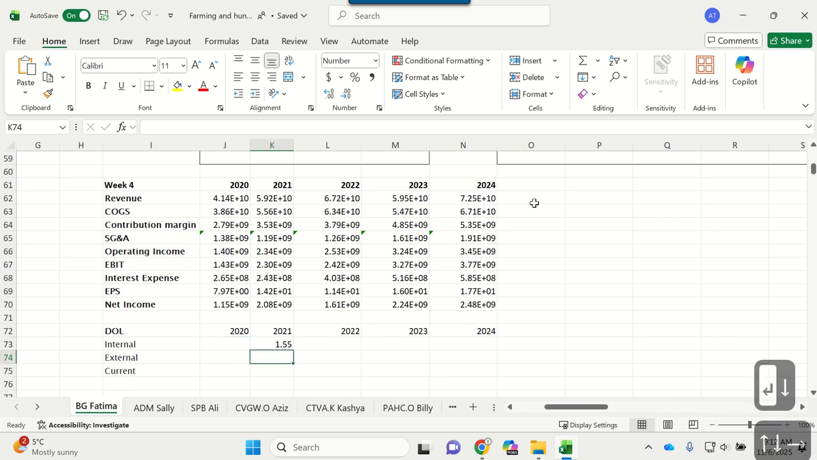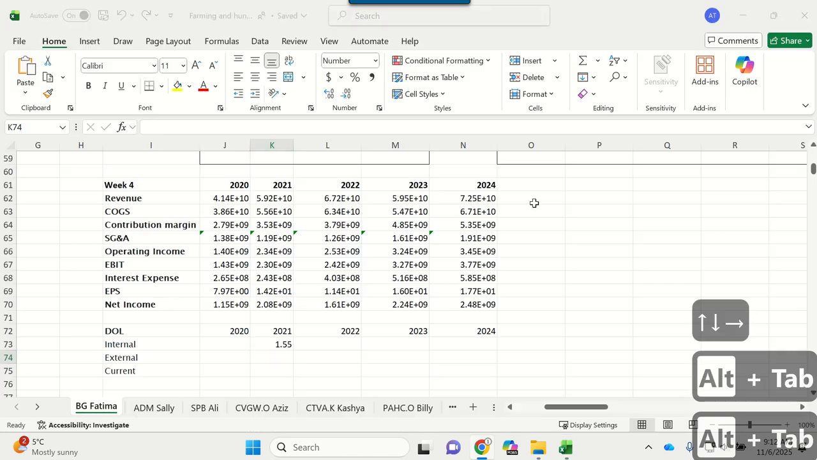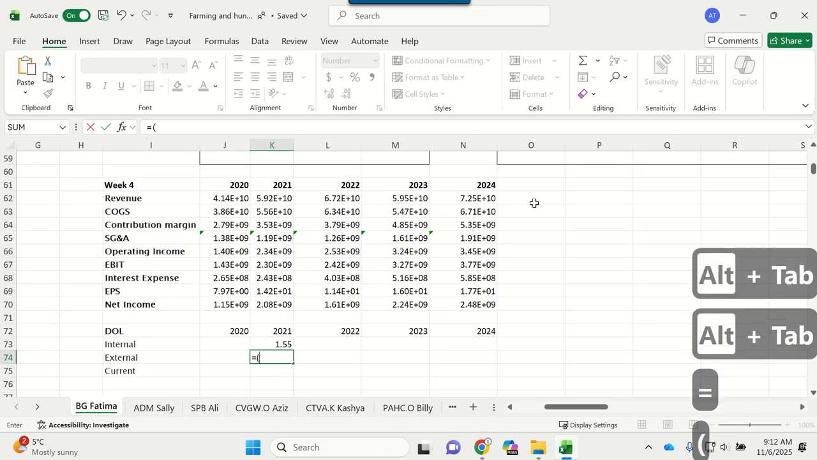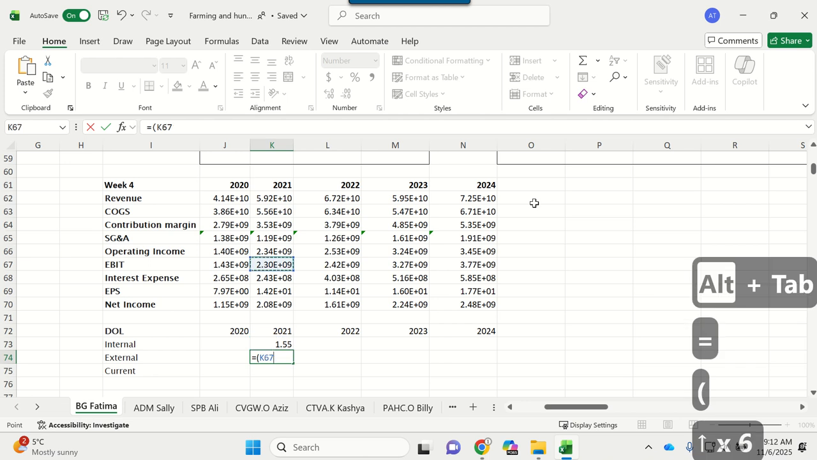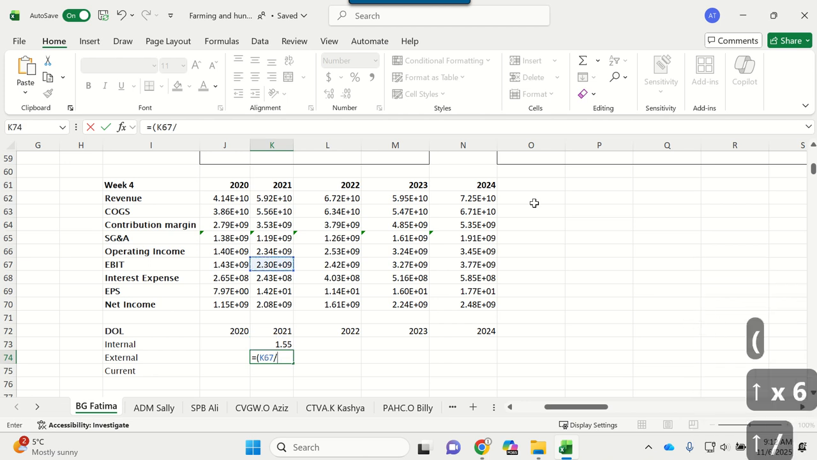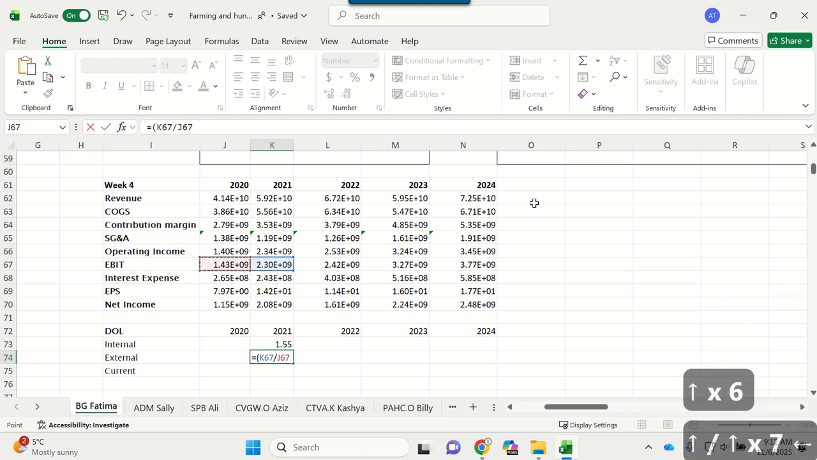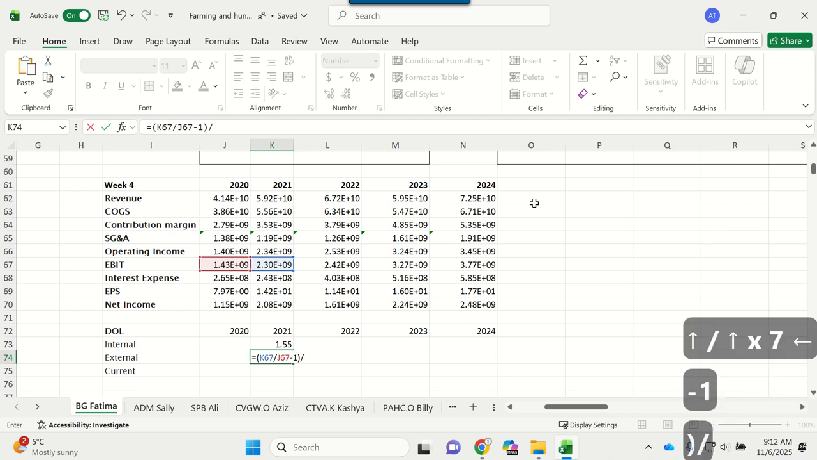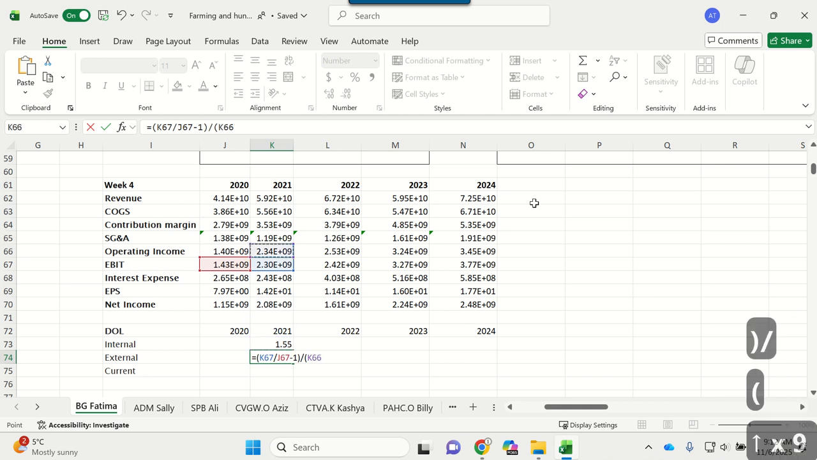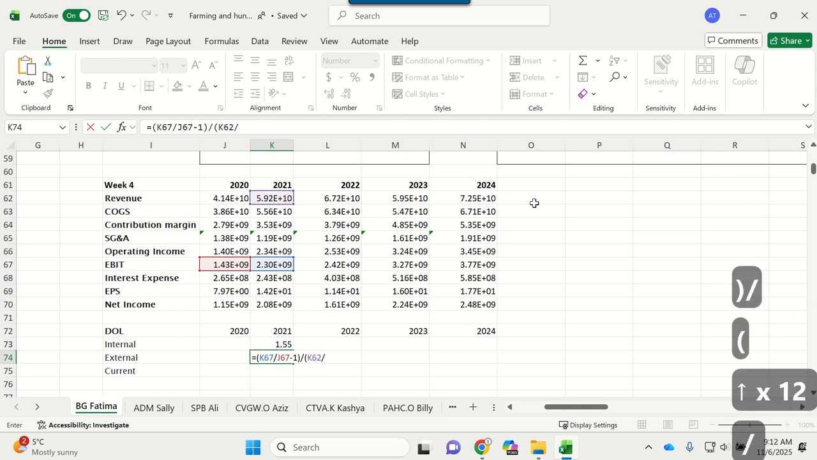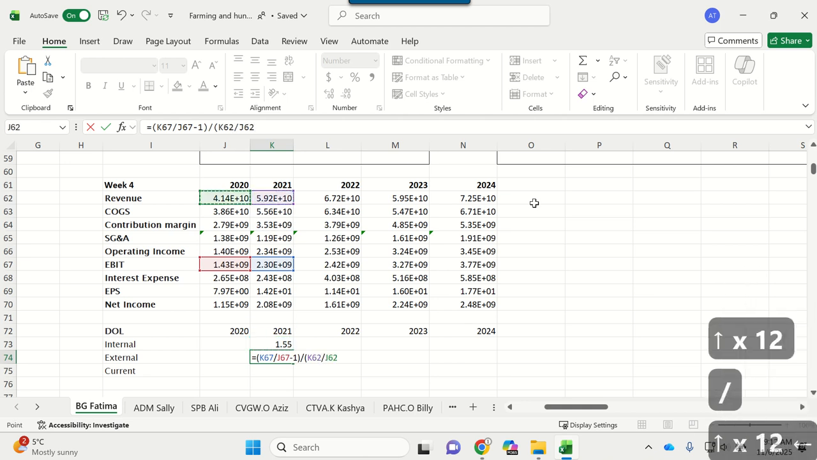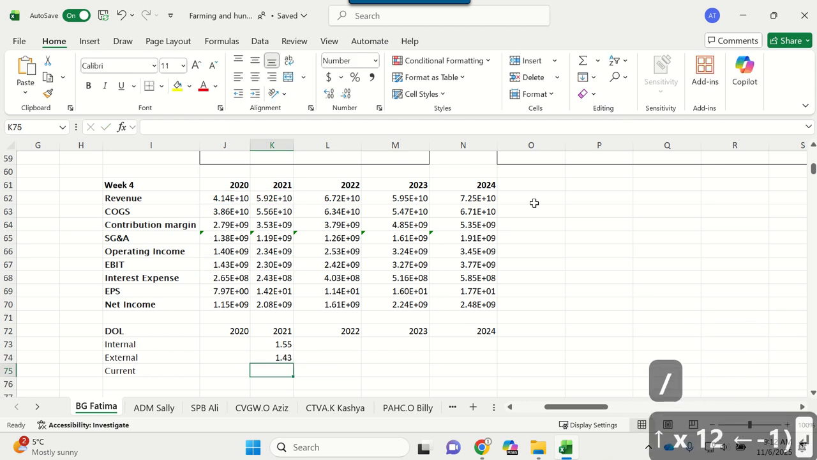And then external is going to be EBIT over revenue. So equal, open brackets, EBIT for this year divided by EBIT for last year -1. Close brackets, divided by, open brackets again, revenue again. Revenue this year divided by revenue last year -1. Enter. Good.